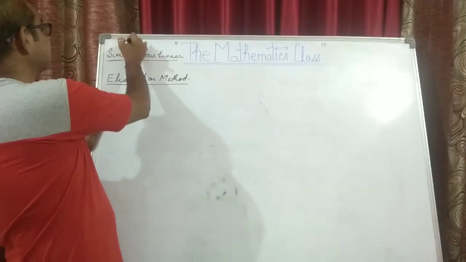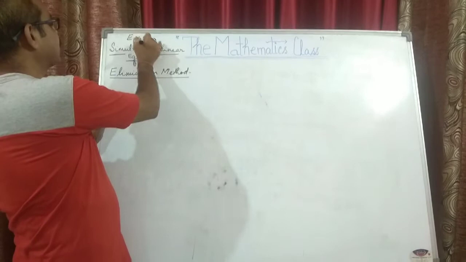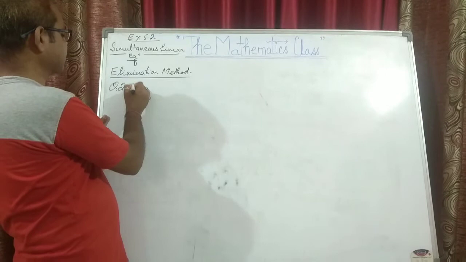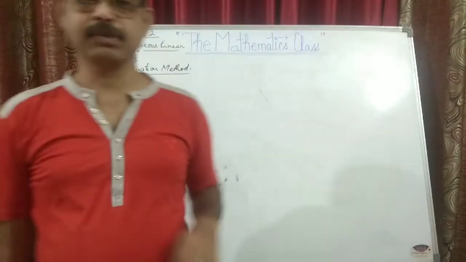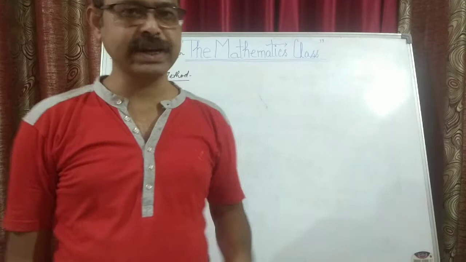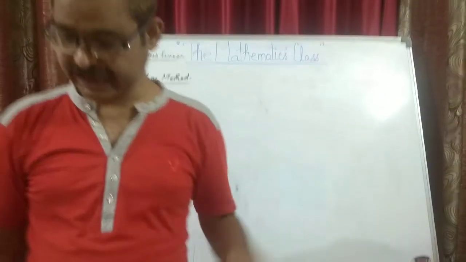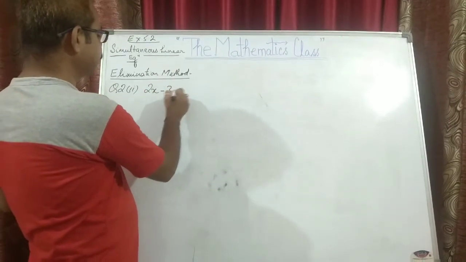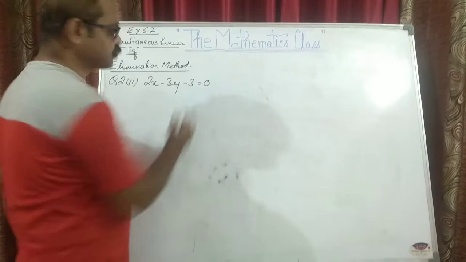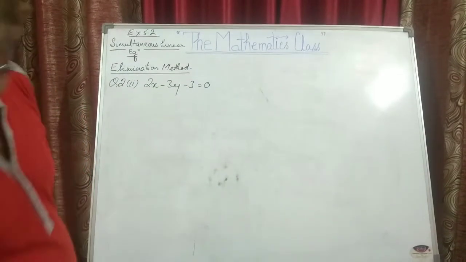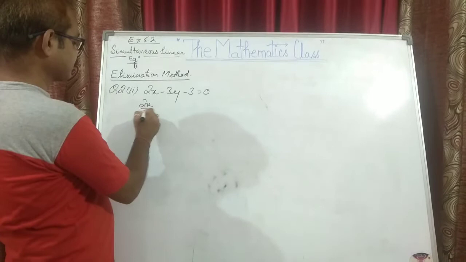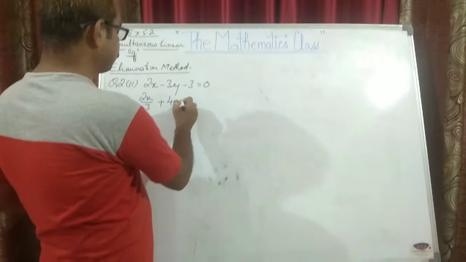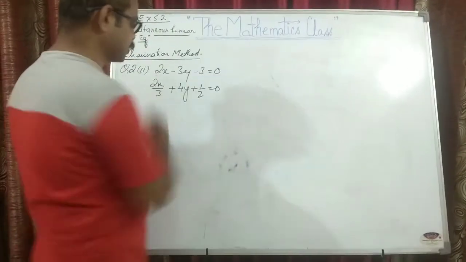I'm discussing exercise 5.2, question number 2, second part. I will be discussing the multiples of 3, but first, to make you understand, we will be discussing this part. And the question is 2x minus 3y minus 3 is equal to 0, and 2x upon 3 plus 4y plus 1 upon 2 is equal to 0.